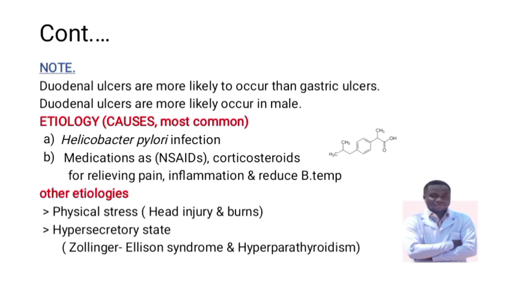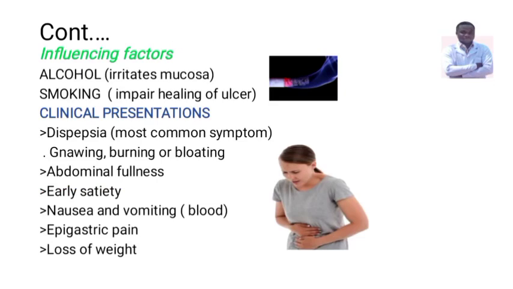Therefore, these are among the causes, but we have to note the important major causes: Helicobacter and medication, the non-steroid anti-inflammatory drugs. But we have influencing factors such as alcohol and smoking. Alcohol irritates the mucosal lining, and smoking impairs healing of the ulcer. It is important to note that alcohol and smoking are influencing factors for one who has already developed an ulceration.